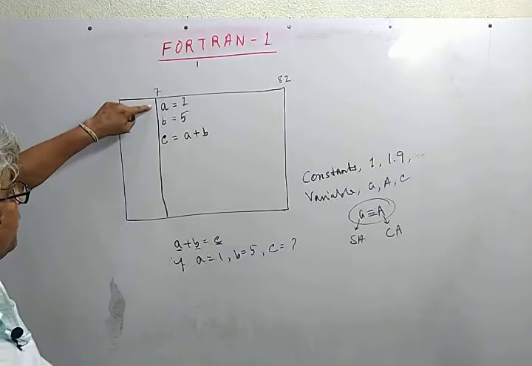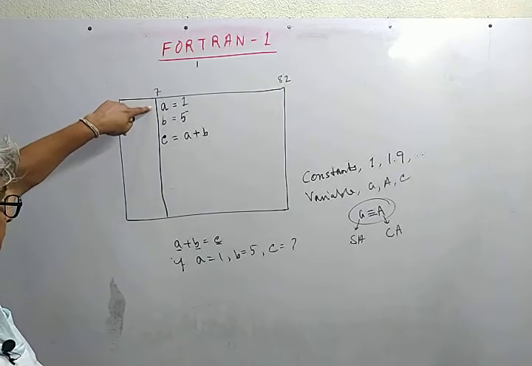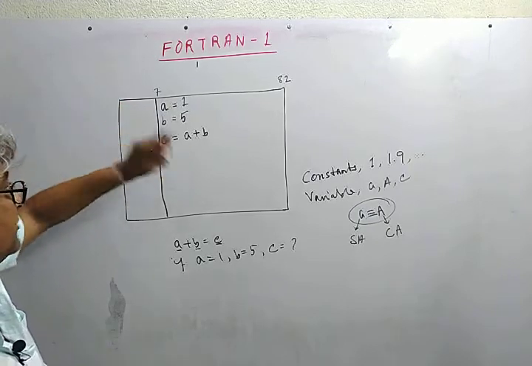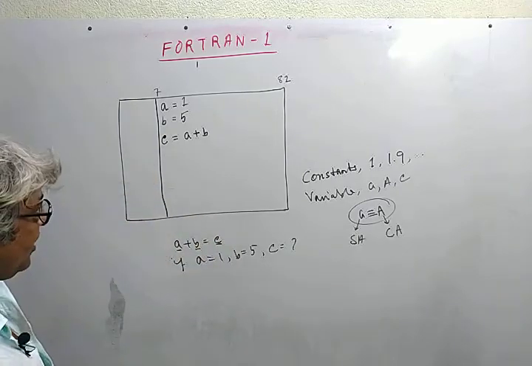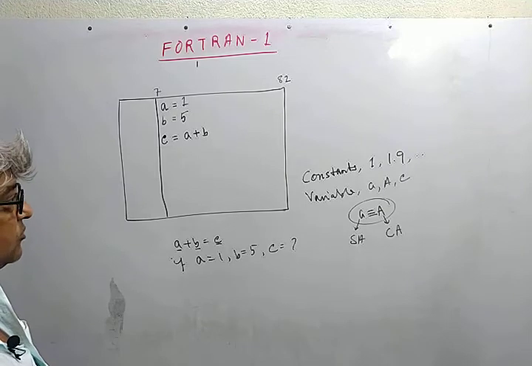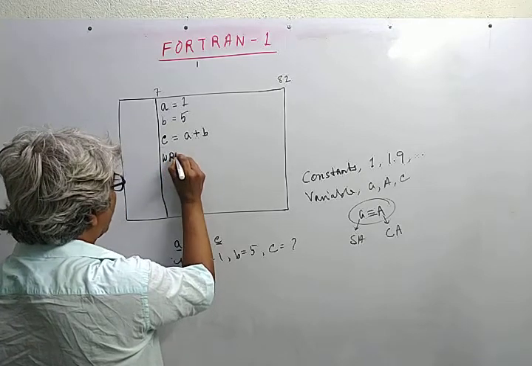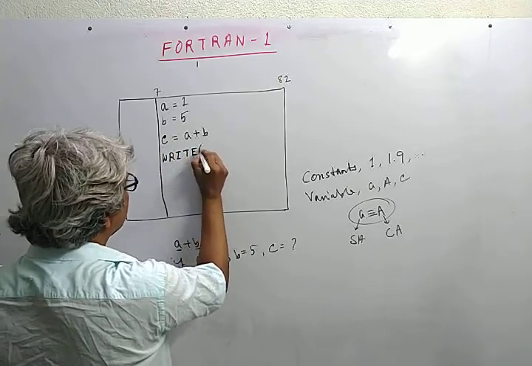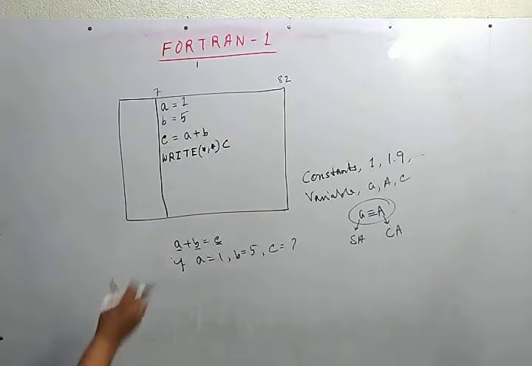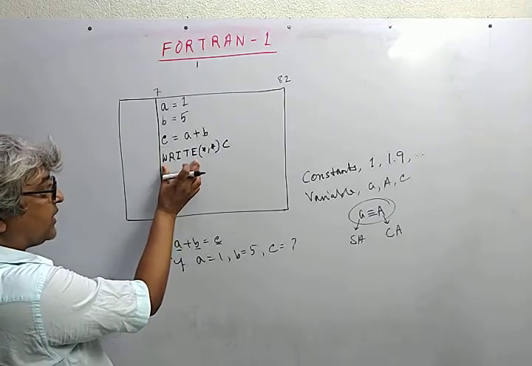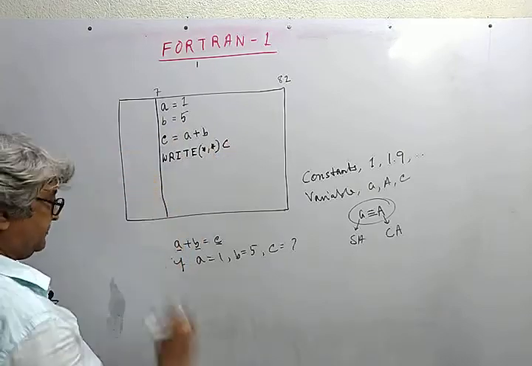Then once the program is compiled, when it comes to this step, it reads the value of a and b and calculates the value of c, and so the value of c now is 6. How to know what it has calculated? We ask the computer to write this: write star comma c. This write is an output statement which asks the program to write the value of c that it has calculated.